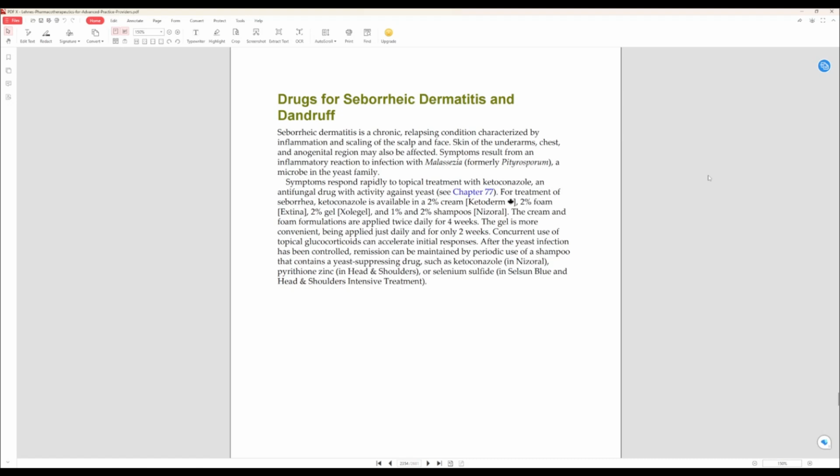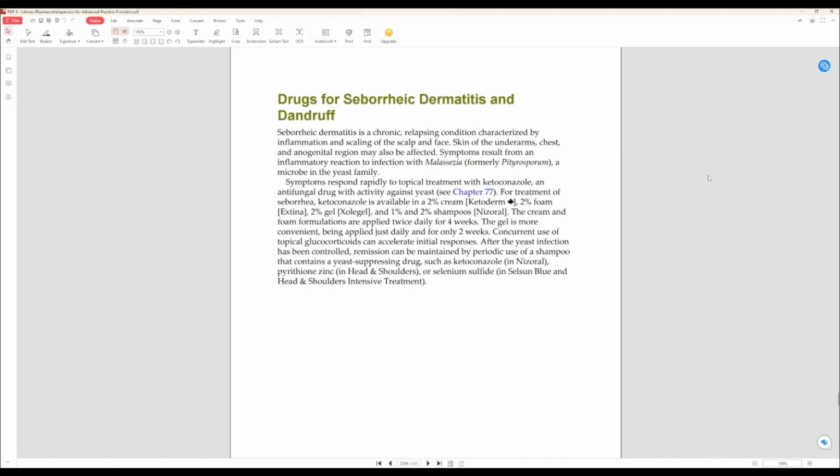Symptoms respond rapidly to topical treatment with ketoconazole, an antifungal drug with activity against yeast. For treatment of seborrhea, ketoconazole is available in a 2% cream, 2% foam, 2% gel, and either 1 or 2% shampoo. The cream and foam formulas are applied twice daily for 4 weeks. The gel is convenient, being applied just daily for only 2 weeks.